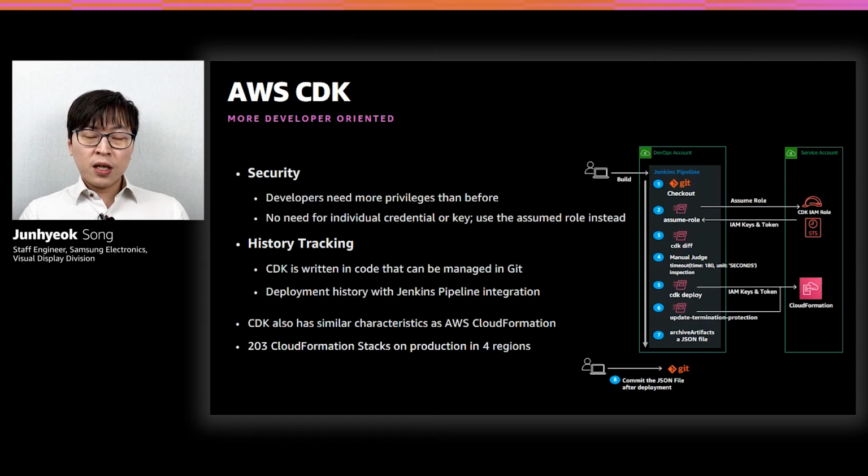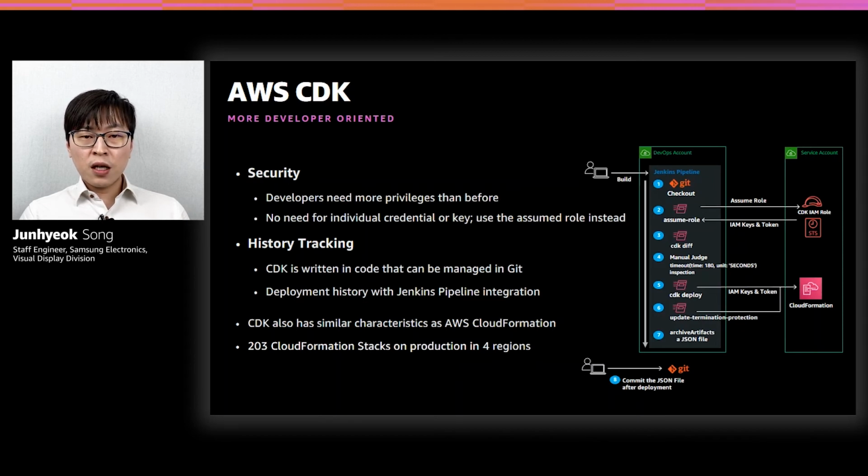For productivity, the shared IAM key is used only for the development stage, and CDK code is deployed from the developer's desktop. In the case of QA and production stages, a Jenkins pipeline is used, such as for application code deployment. Let's see the flow, how we deployed the CDK code on Jenkins between the DevOps account and the service account.